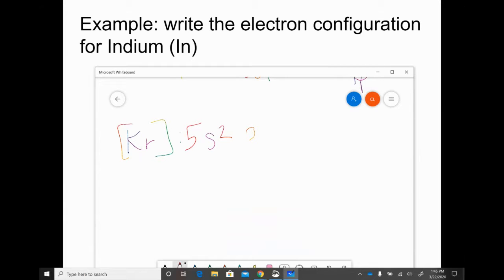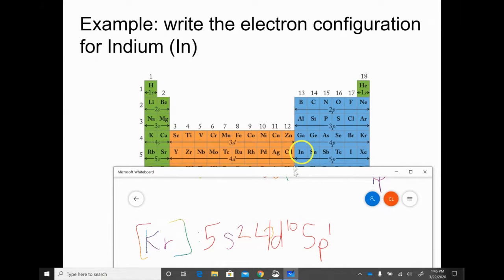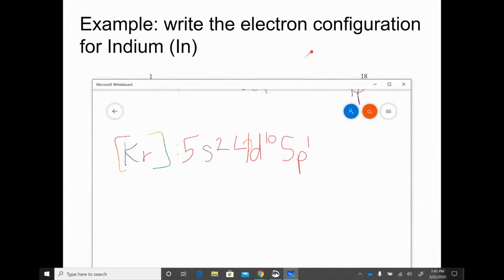All right, so we had 5s2, 4d10, and then 5p1, right? Yeah, so we went 5s2, 4d10, 5p1. Sorry, I'm having a hard time juggling screens.